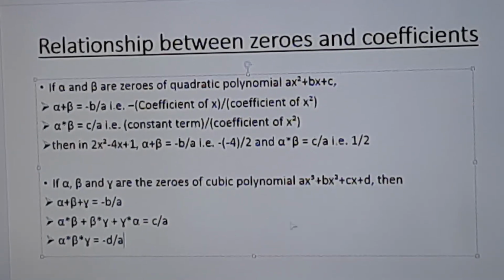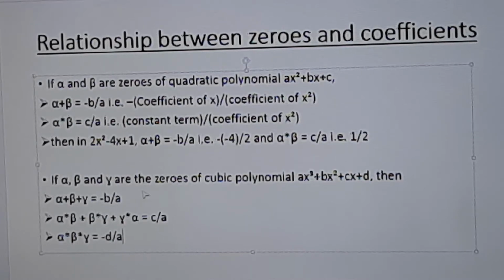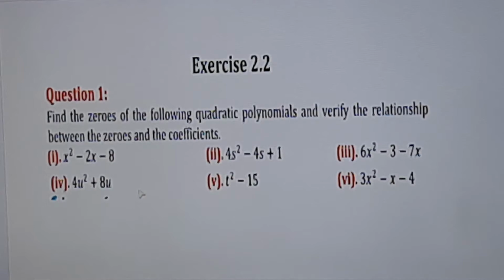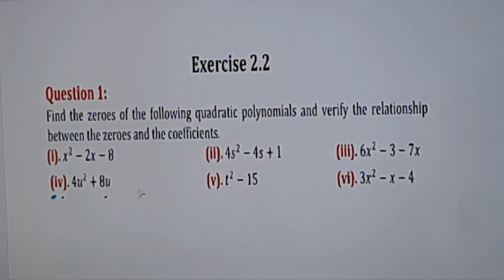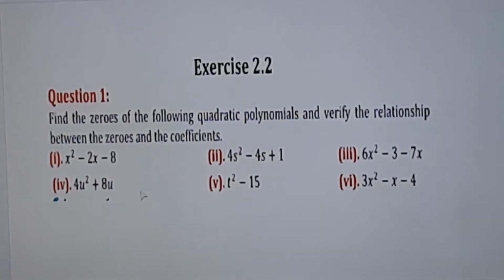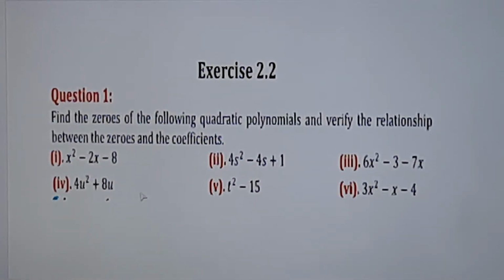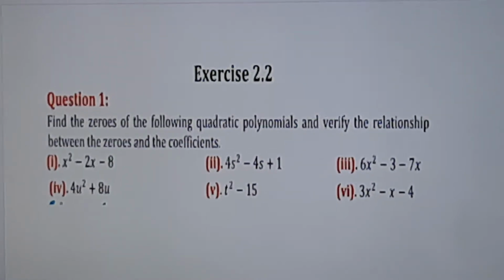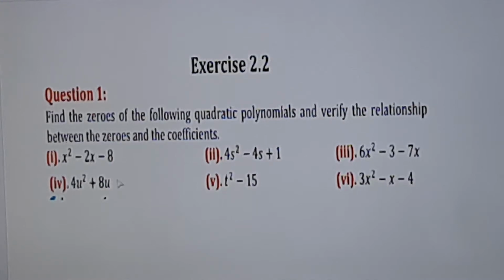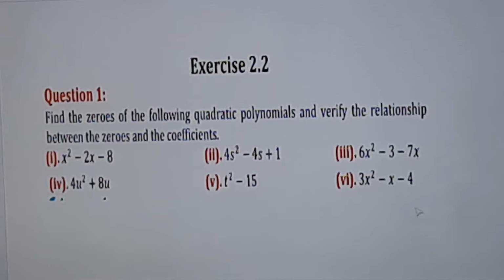Now let's try to solve problems of exercise 2.2. Here you can see in question number 1. Please find the zeros of the quadratic polynomials and verify the relationship between zeros and coefficients. So first you have to find the zeros. After finding zero, then you have to verify the relationship also. So the total questions are 6. I will do 3 out of 6 questions and the remaining you can do yourself.